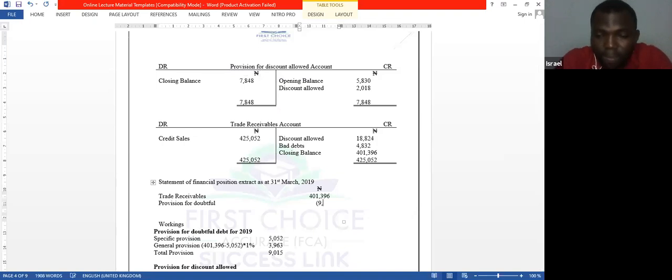9,015. Jacket means negative. Then you come down here and put your provision. You need to remove your provision for what? For discount allowed. Like I said, if you look at many textbooks, you do not see discount allowed there, but for complete understanding, I'm including that for you.